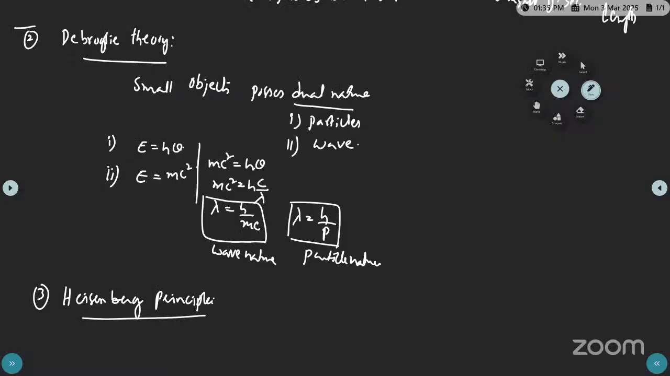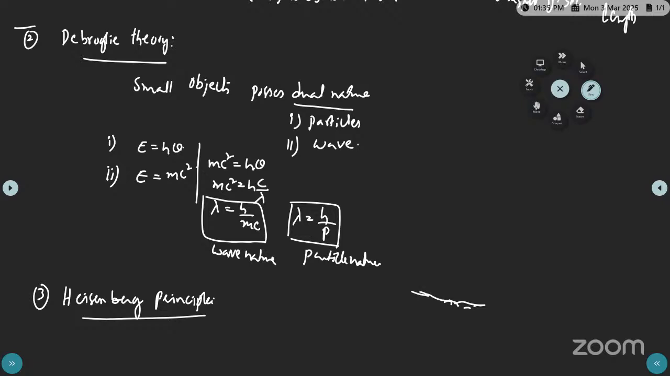So these formulas, lambda is equal to h by mc and lambda is equal to h by p. Here p is the momentum of the particle. Momentum means it has mass and velocity. The product of mass and velocity is known as momentum. So this is the formula for particle nature, and this is for wave nature.